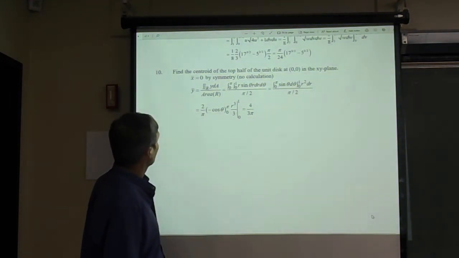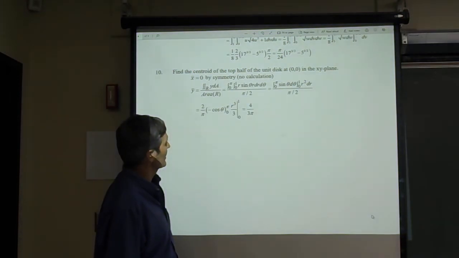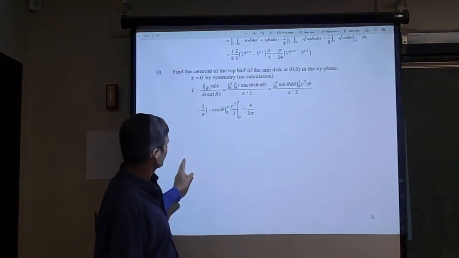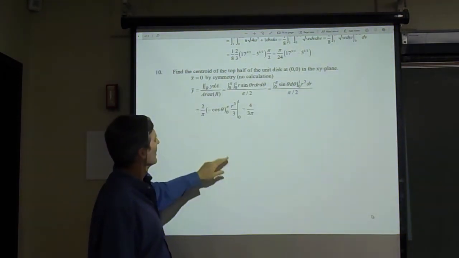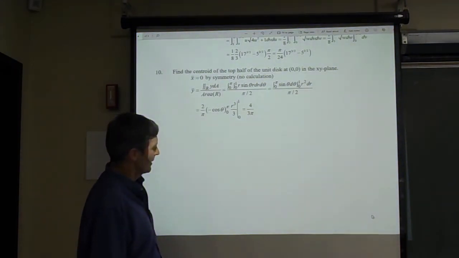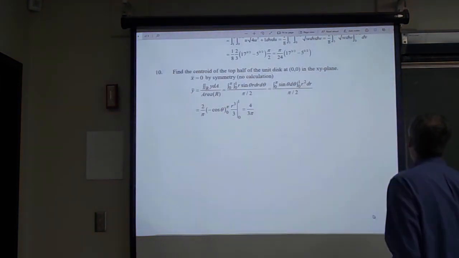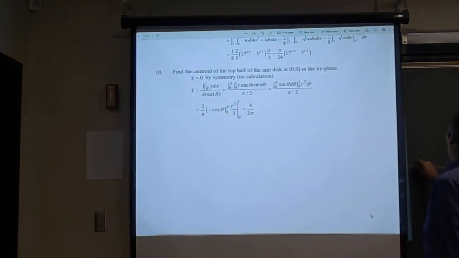Okay, let's finally find the centroid of the top half of the unit disk at 0, 0. So it's a half disk, right, above the x-axis. Well, I should draw it here. I think you can see this part of the board. You look at it and you say the centroid is the balancing point when the density is 1, right?